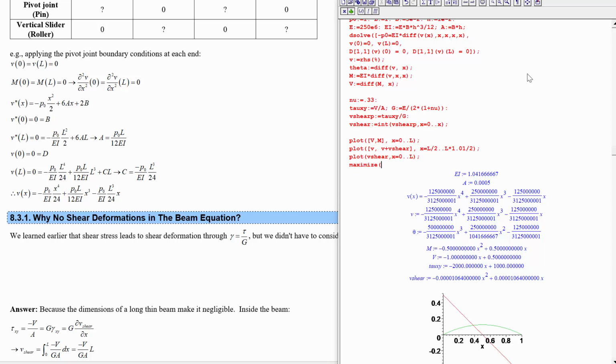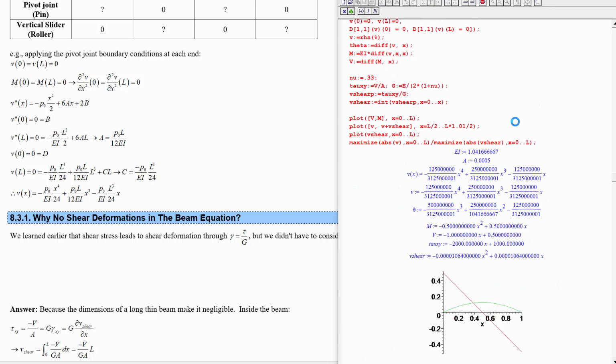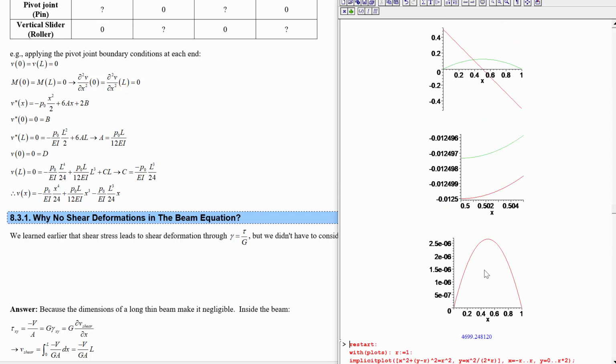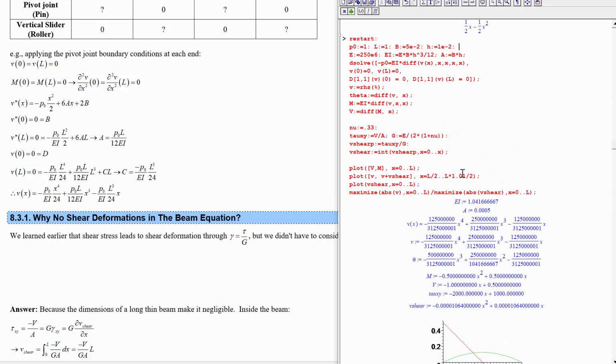maximize abs of V over, for x is 0 to L, and then we'll compare that to maximizing the absolute value of V shear from x is 0 to L. So for the current dimensions, the maximum value of bending is around 5,000 times as much as the maximum value of shear, and that's what we calculated by looking at the numbers there too. What if we change the dimensions?